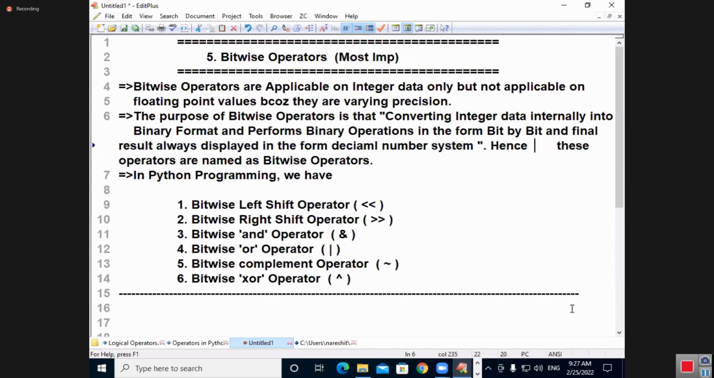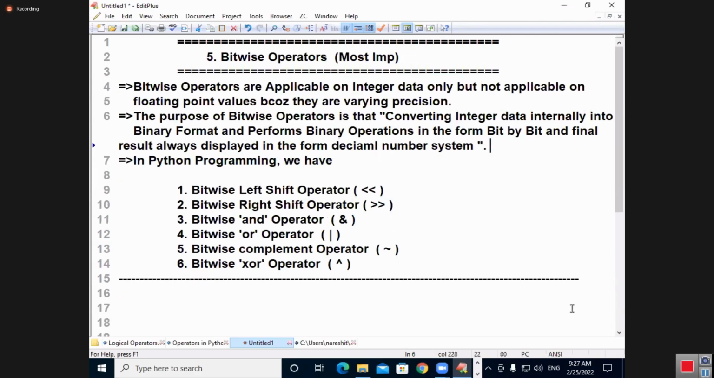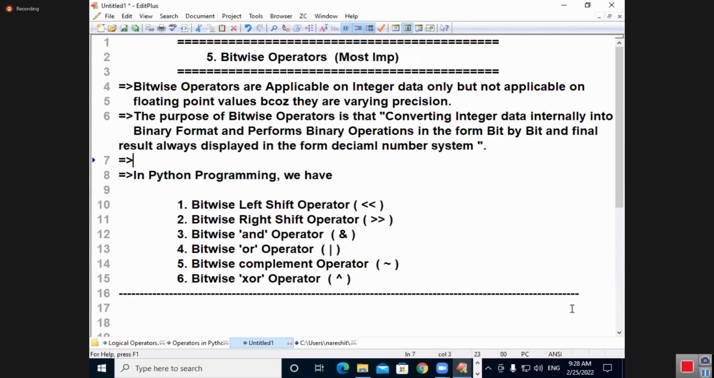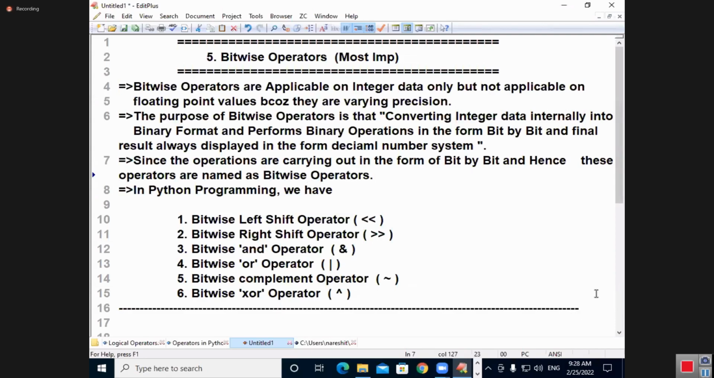Hence, these operators, since the operations are done bit by bit, if you want, I can write this next line, because it's not necessary, but I want to write it. Since the operations are carried out in the form of bit by bit, and hence these operators are named as what? Bitwise operators we can call.